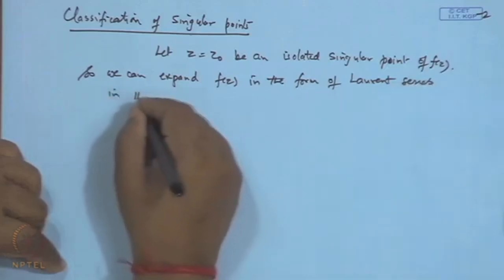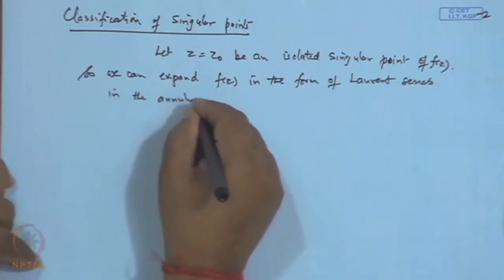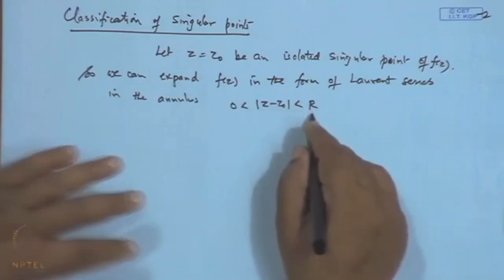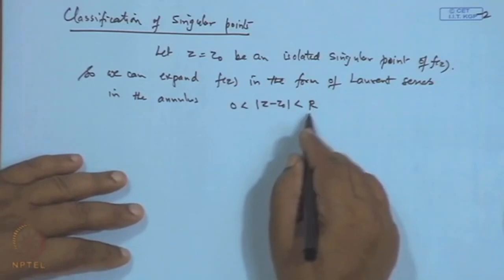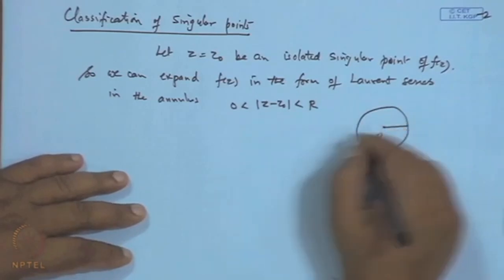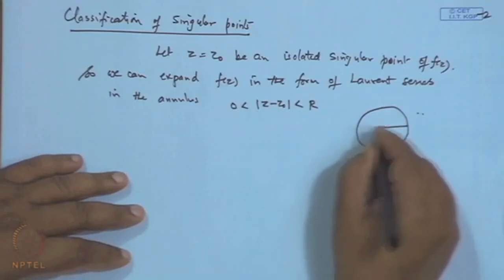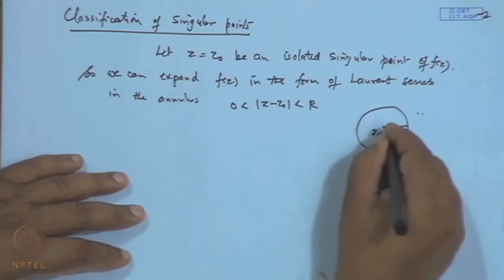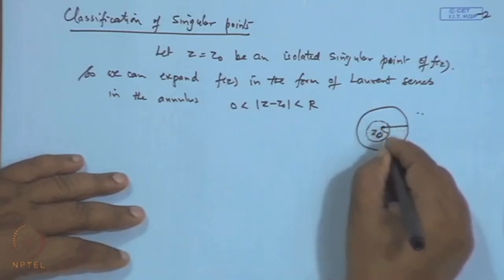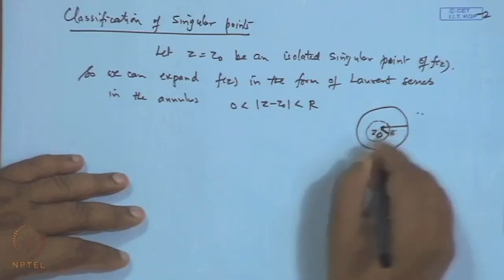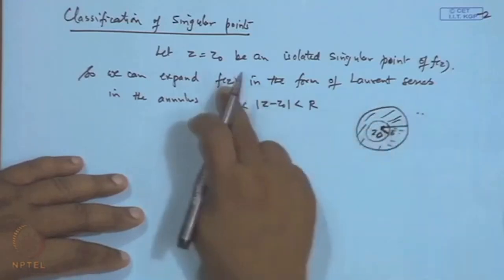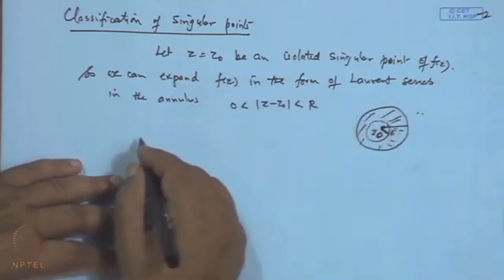In the neighborhood, in the annulus, 0 less than mod z minus z naught less than r, where r is the radius of this annulus, means the outer circle, all the singularities other than this z naught will lie outside it. So, this is our z naught point. And here, if I remove a small portion, say delta, this radius, then we get this annulus 0 less than mod z minus z naught less than r. In this annulus, the function f is analytic, so it can be expressed in the form of the Laurent series as follows.